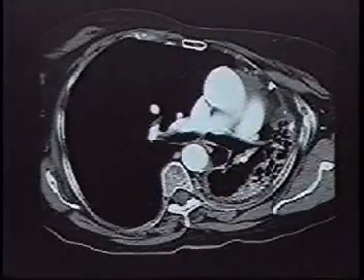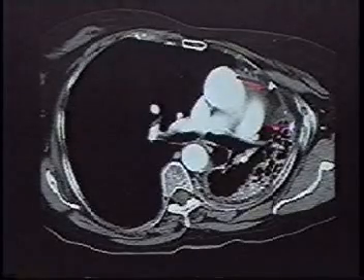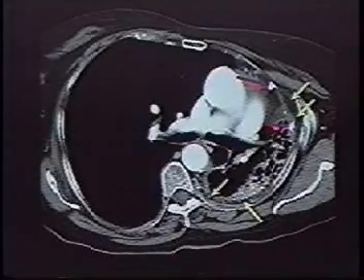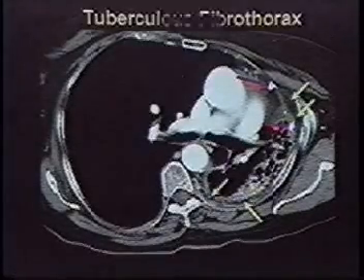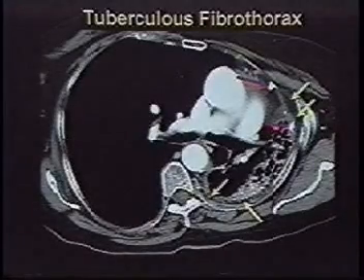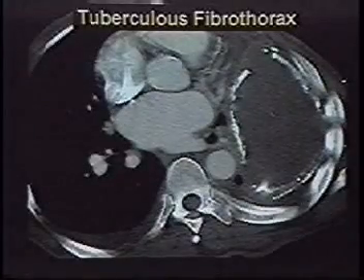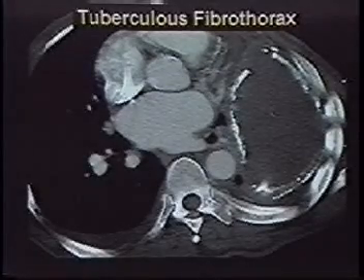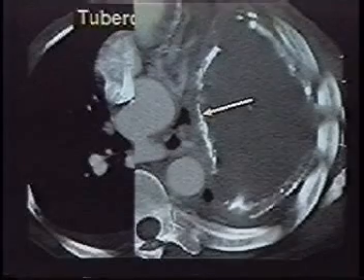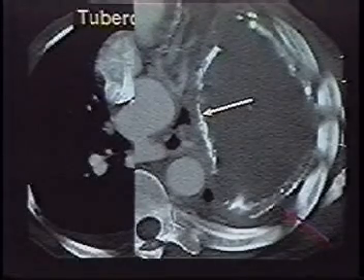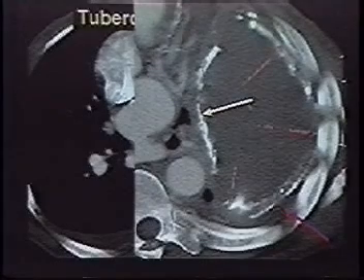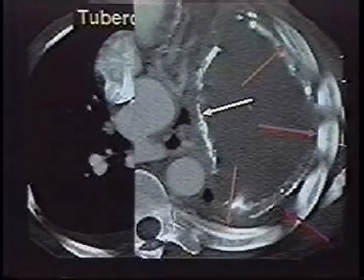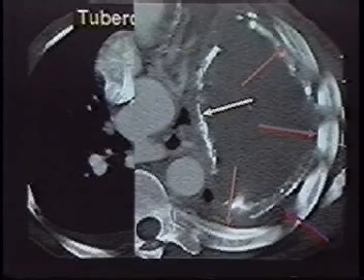At a different level in the same patient, again, there are pleural calcifications, shrinkage of the left hemithorax, and infiltration of the extrapleural fat in this patient with extensive destruction of the left lung from tuberculosis. Another patient with tuberculous fibrothorax, there's a chronic pleural fluid collection occupying much of the left hemithorax with extensive pleural calcification, infiltration and expansion of the extrapleural fat, and extensive periosteal reaction of the adjacent ribs from an inflammatory response.